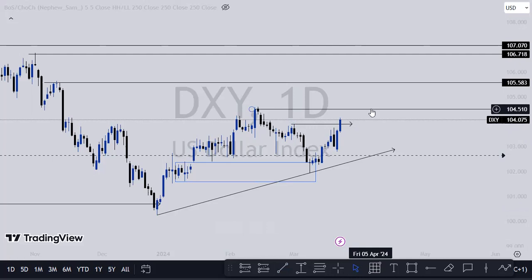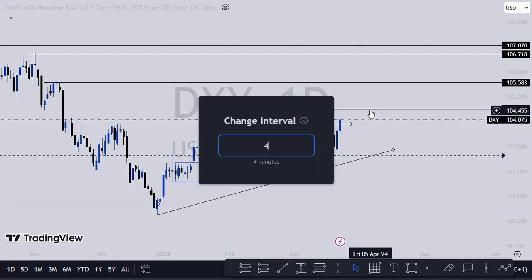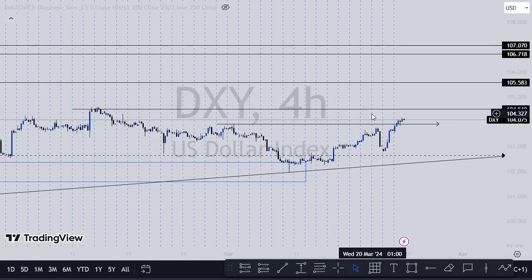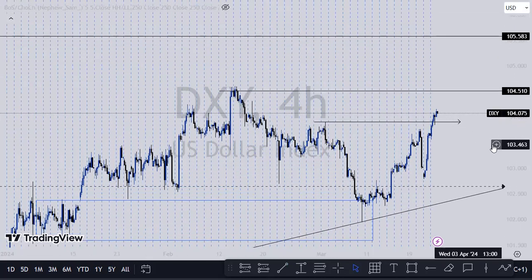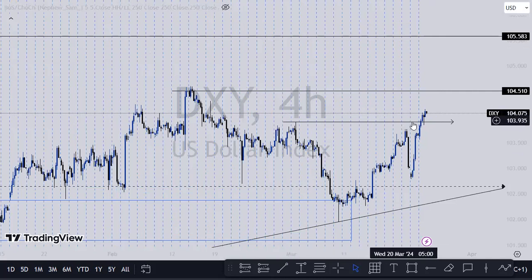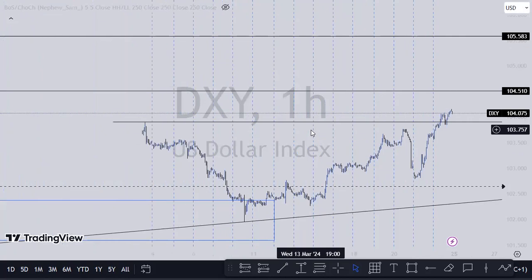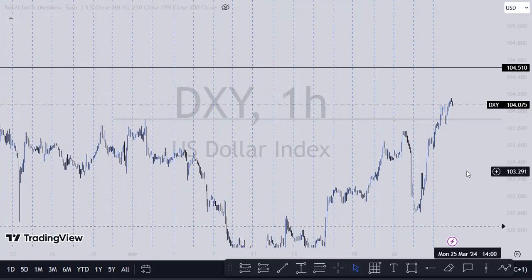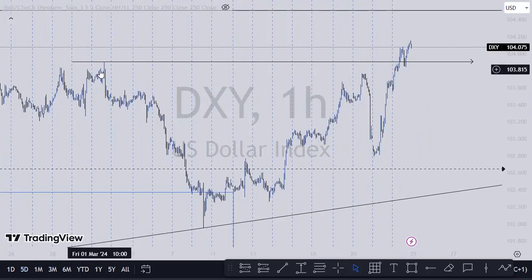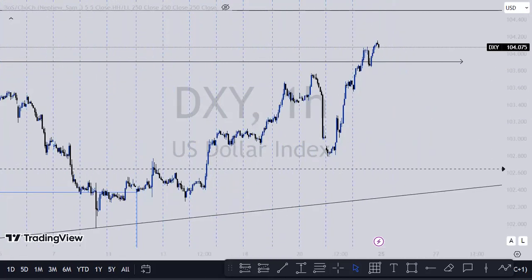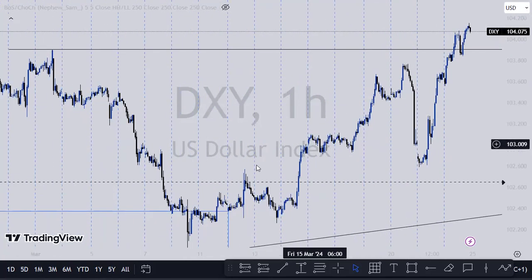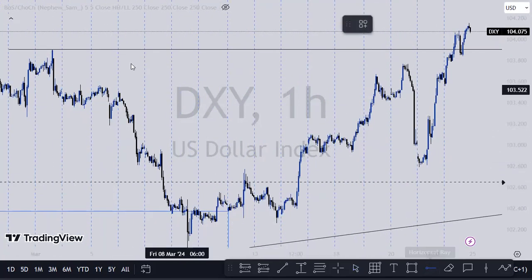So let's look at H4. See, on H4 it is clear. You see price closing above this 4-hour swing high. You understand? So for me, we are bullish. Coming down to 1 hour, you can see this H1 high was violated without mercy.